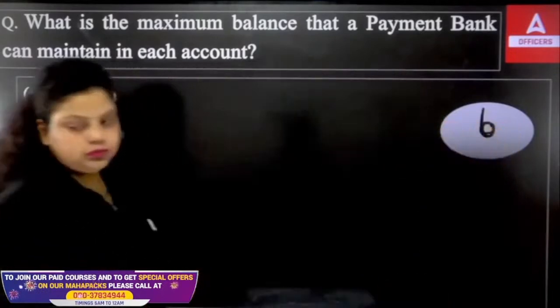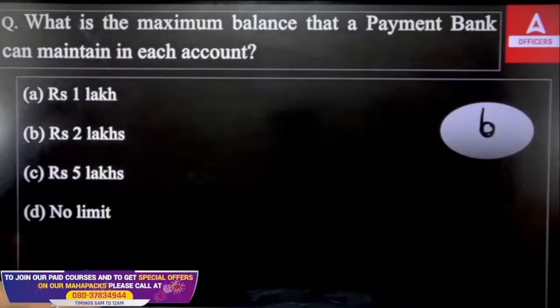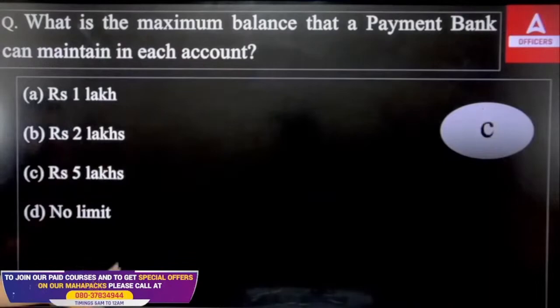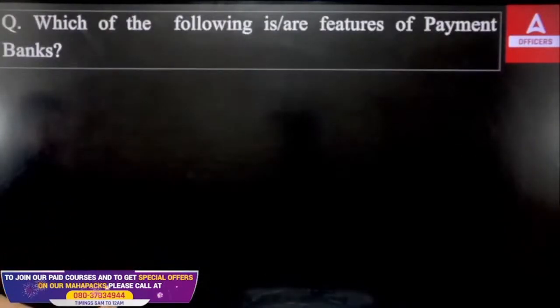This is B. Okay, 2 lakh per customer can be accepted by payment bank now. Earlier it used to be 1 lakh, but now it is 2 lakhs. So now the right answer will be B option. Next question, which of the following are the features of payment bank?